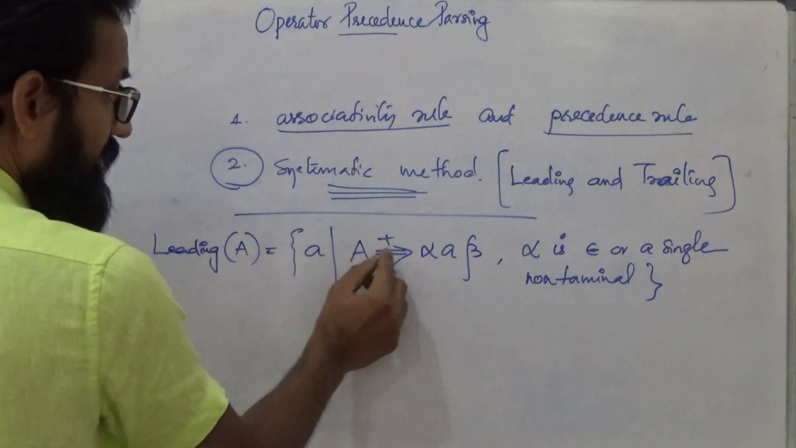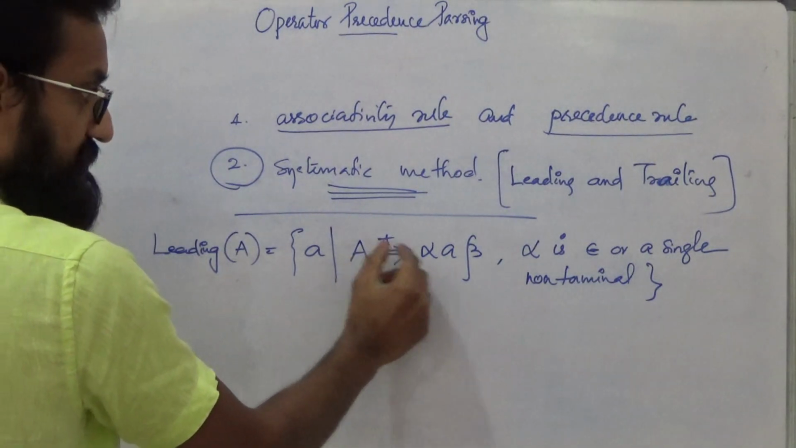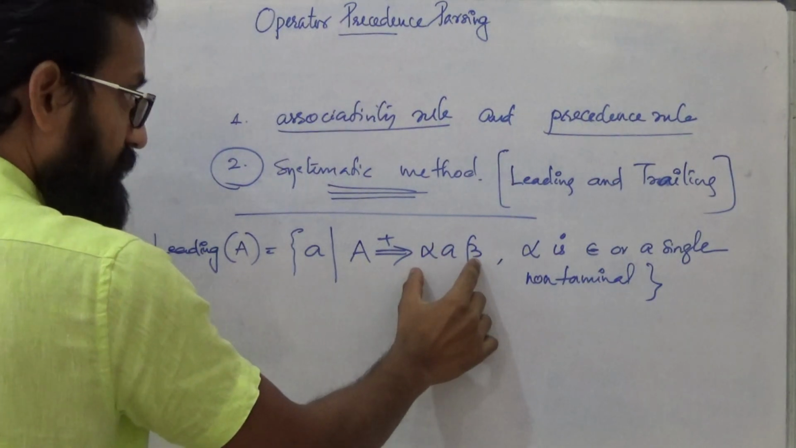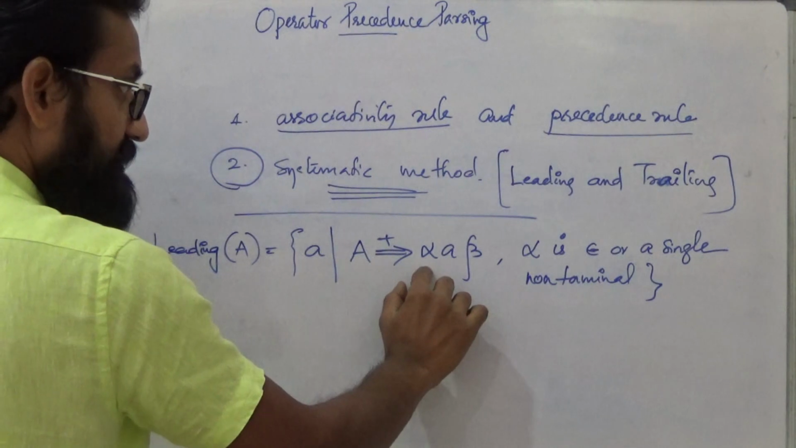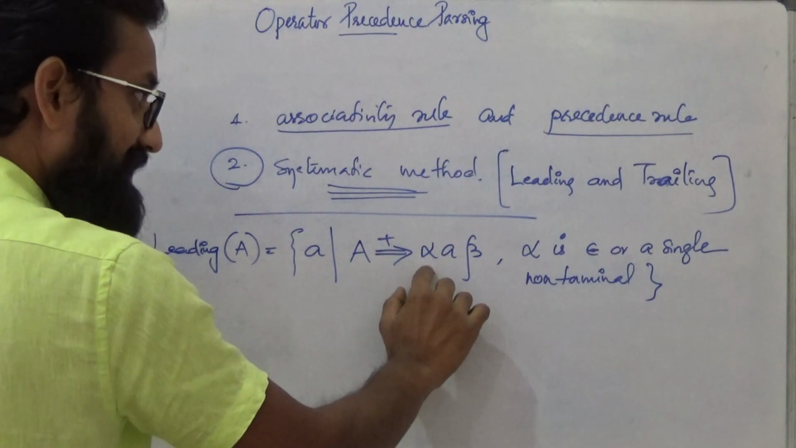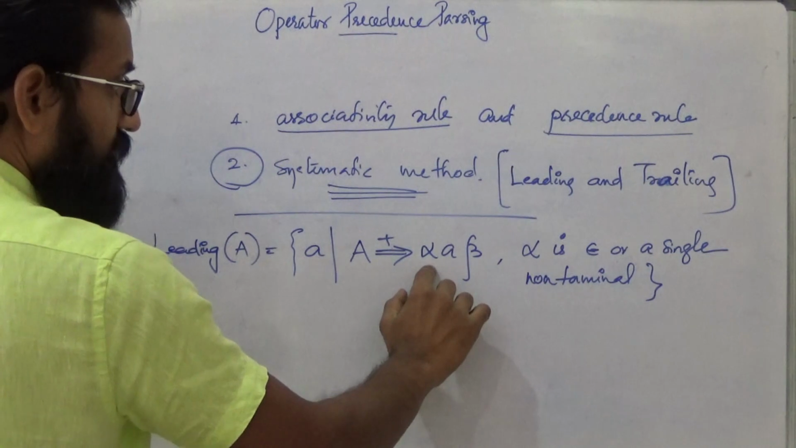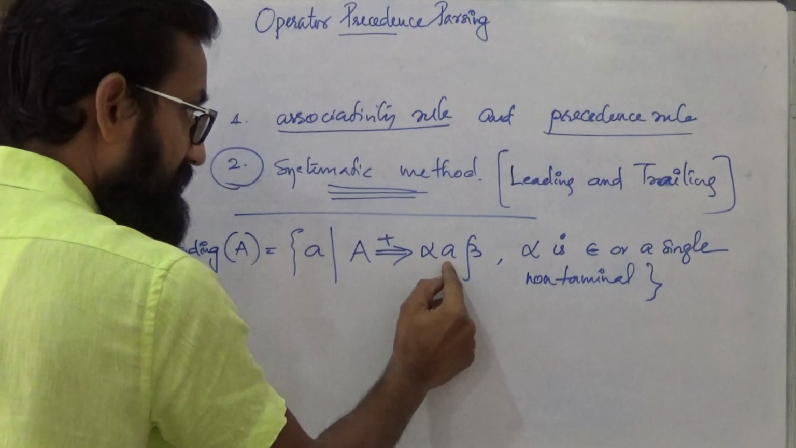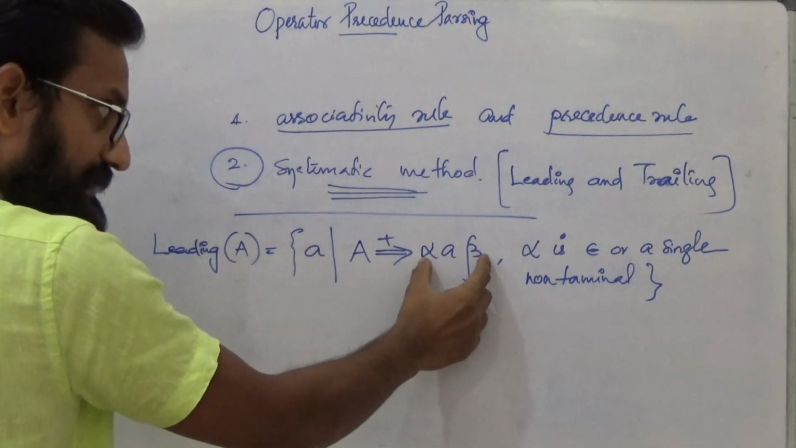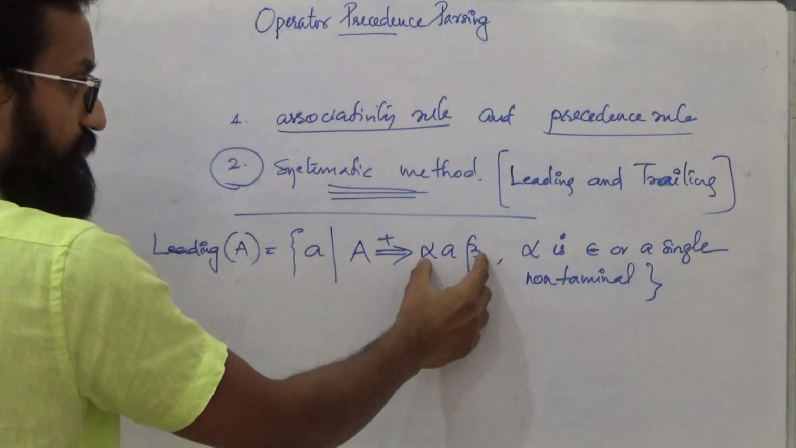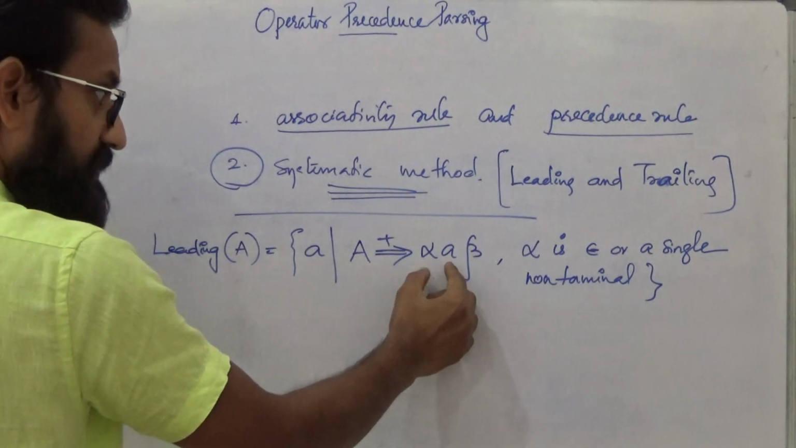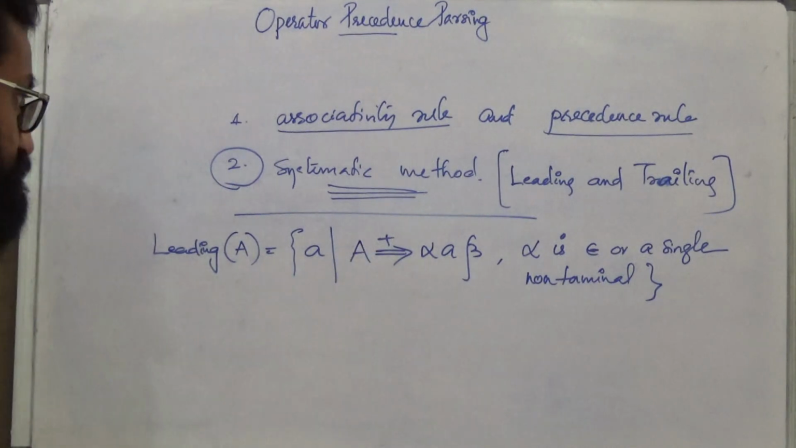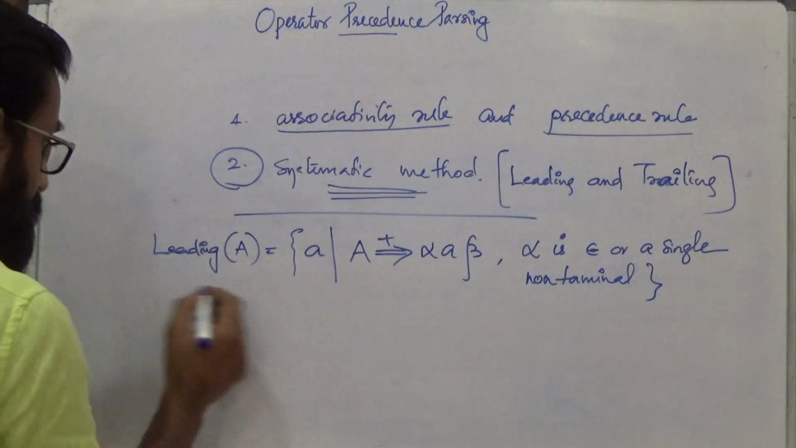So starting from A, by applying one or more productions, I can derive a sentential form alpha a beta, provided alpha is epsilon or a single non-terminal. In that case you can say that this is the terminal symbol that leads the sentential form. That is the first terminal symbol in the sentential form that is derivable from A. That is what you mean by leading of A.